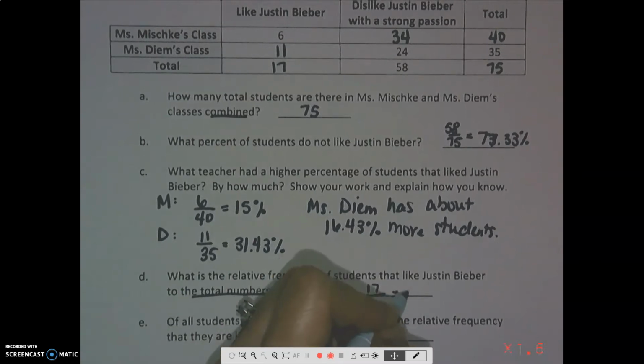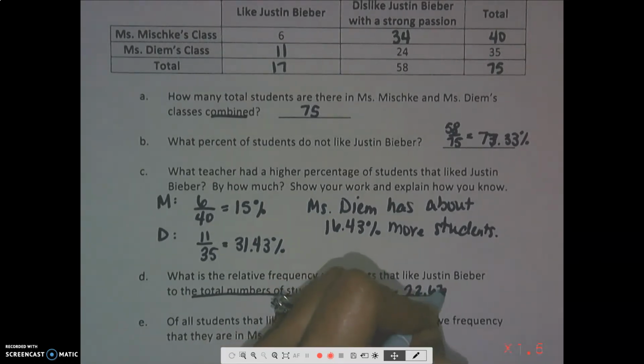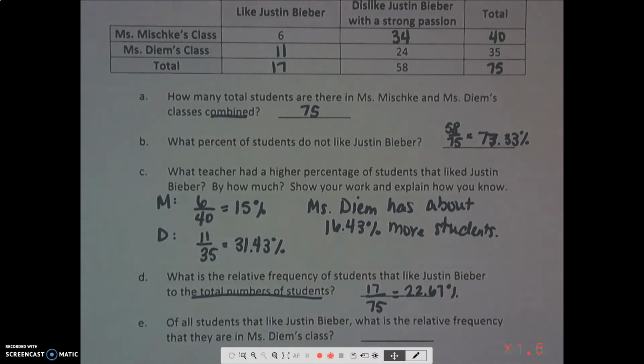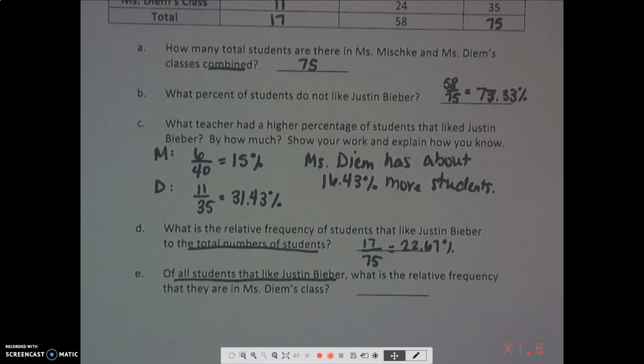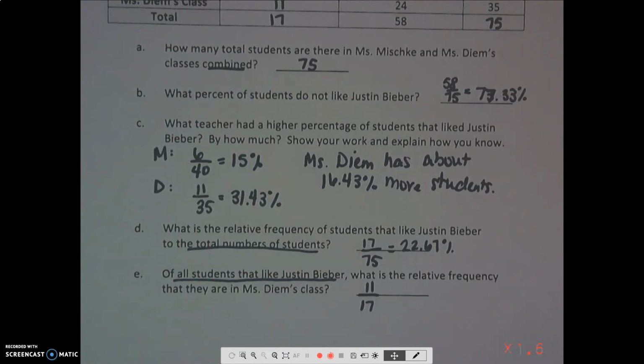When we round and move the decimal place, that's going to be 22.67%. And this says the last one, of all the students that like Justin Bieber, so the ones that liked Justin Bieber were the 17 here. We're just focused on those 17 students. What is the relative frequency that they're in Miss Diem's class? So there were 11 out of those 17. This here does not simplify at all, so that is the answer to this. You do not need to give a percentage because it doesn't ask for a percentage. And that's it.